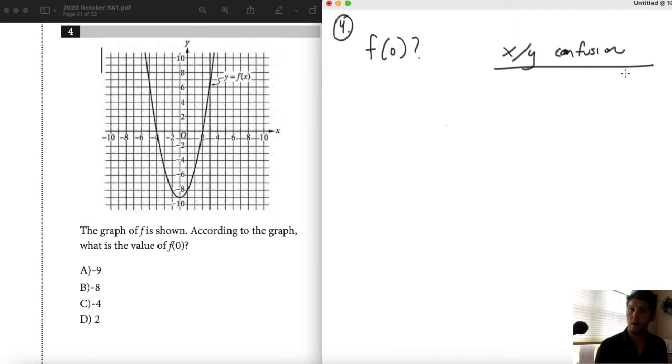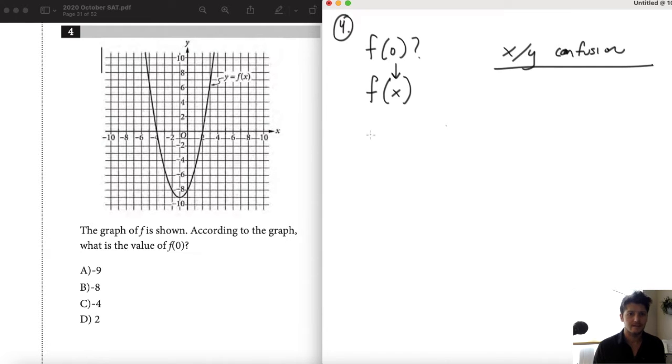Just be aware that this is a mistake. Even if you didn't get this one wrong, you can learn a lot from the fact that other folks did, and many intelligent folks will make this mistake. So, of course, like we said on number 3, what we're talking about is the 0 is an x value.